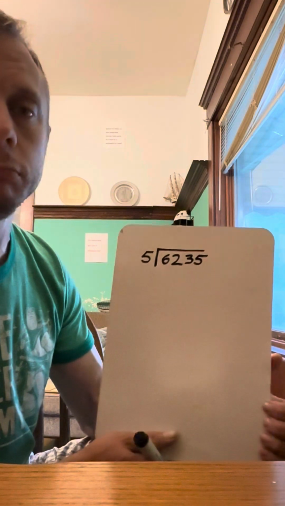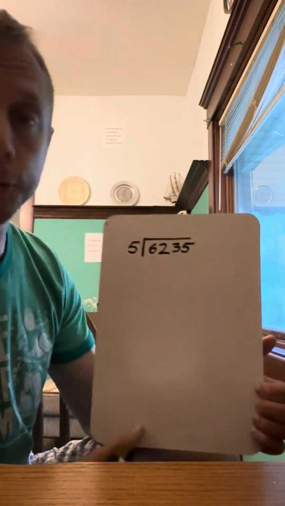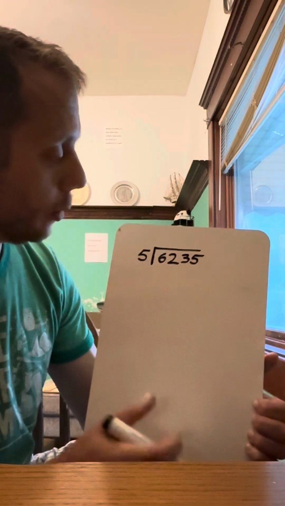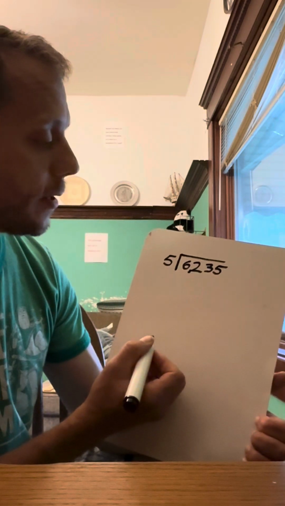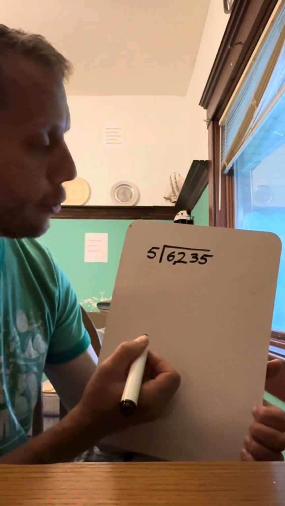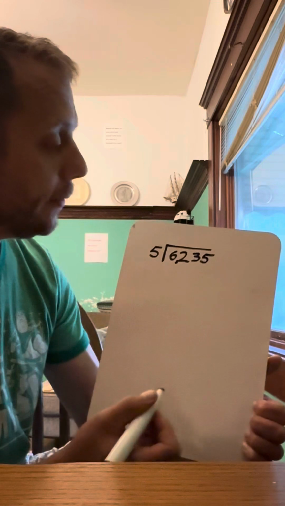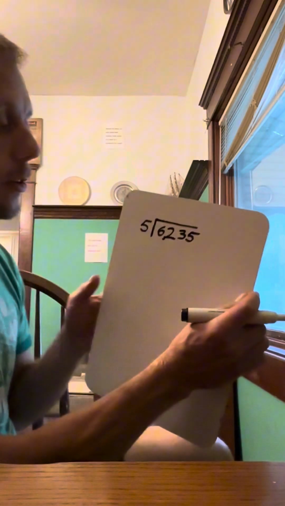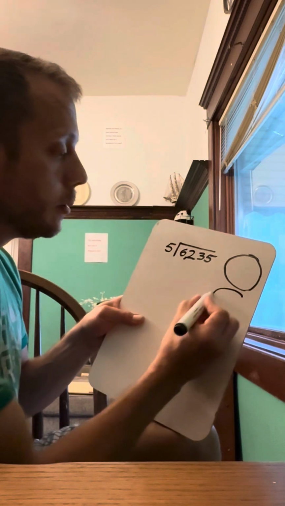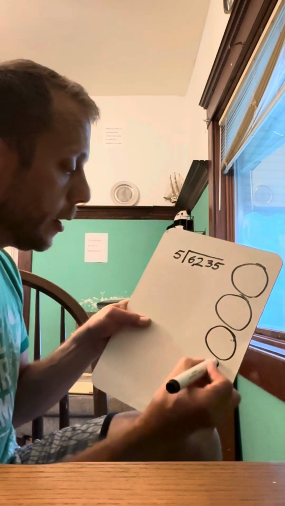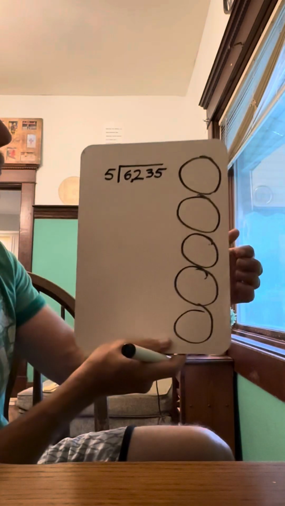So I try to teach it a little bit differently, and I use the idea of money because everybody understands the concept of money. So let's think about this problem right here, all right? If I have $6,235 and I'm dividing that or divvying it up between 5 different people, all right? I'm gonna draw some circles for the different people. 1, 2, 3, 4, and 5, all right? So here's my 5 people.